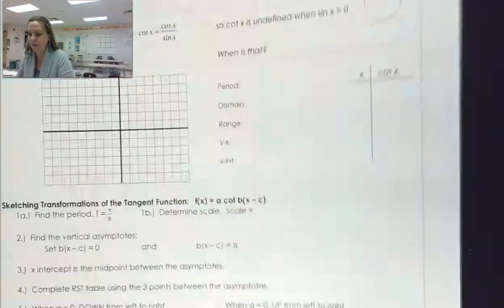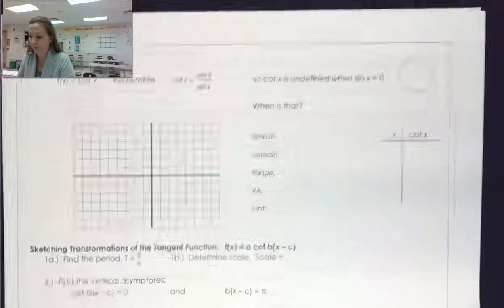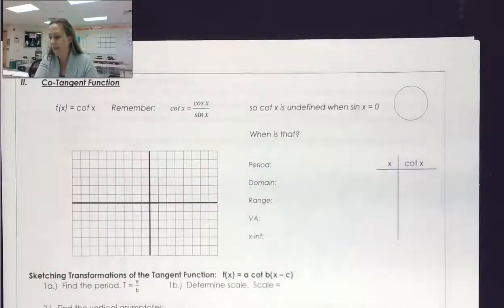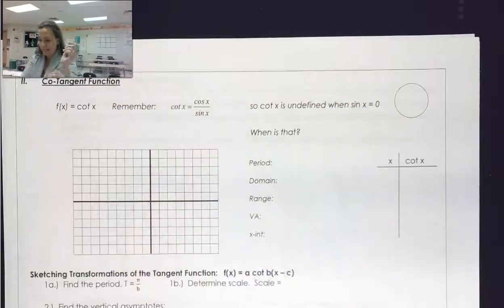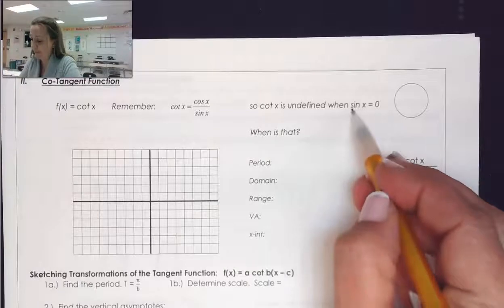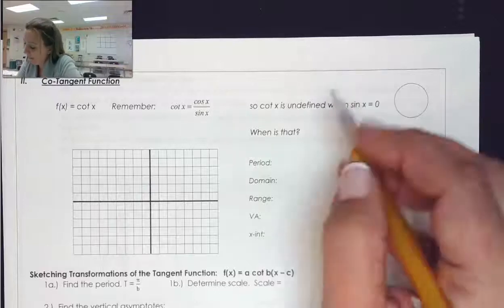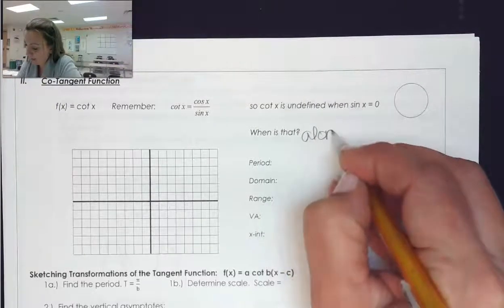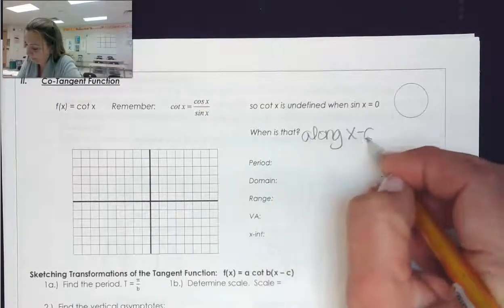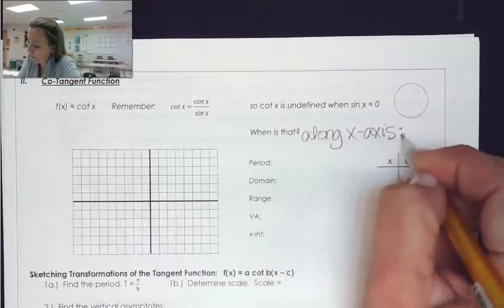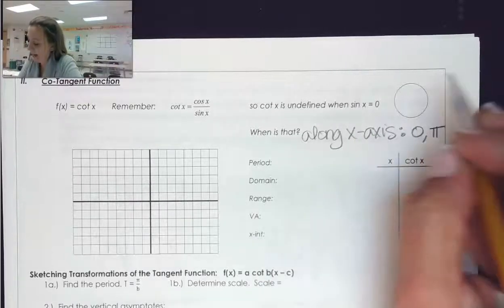The cotangent function you'll see is going to be very similar to that. Remember that cotangent is going to be cosine over sine. And so that means that cotangent is going to be undefined when sine of x equals 0. So when is sine of x equal to 0? Sine of x is equal to 0 along the x-axis, so at 0 and pi.